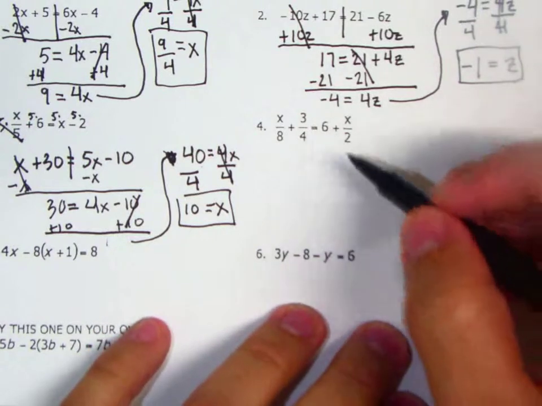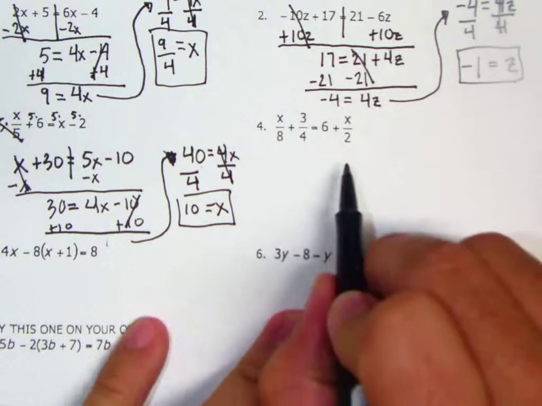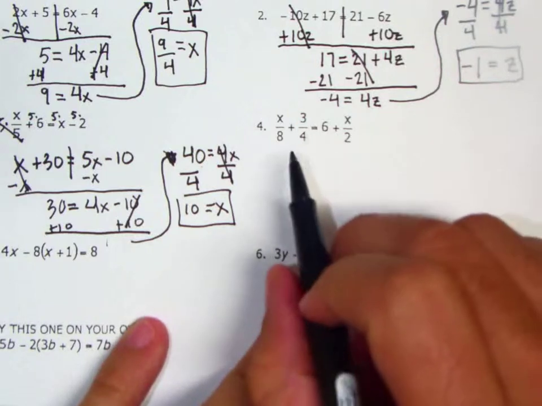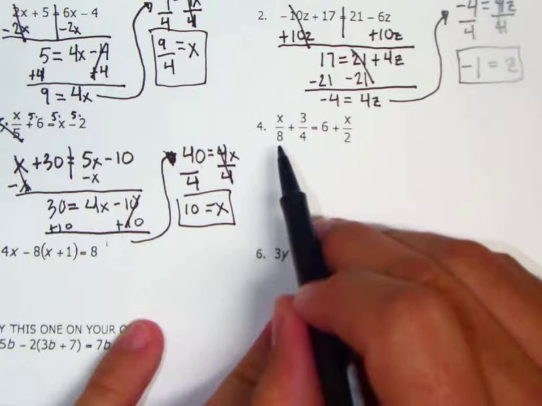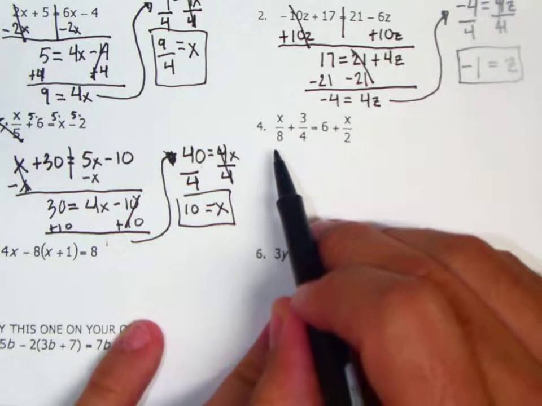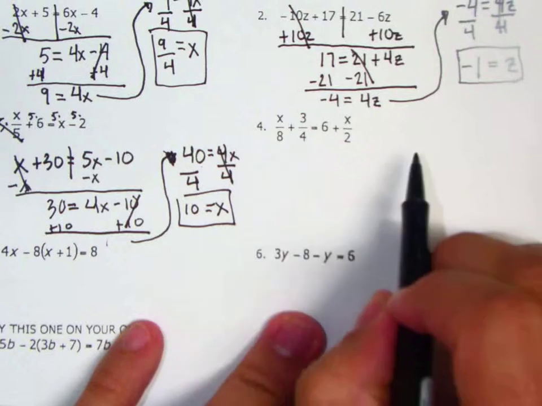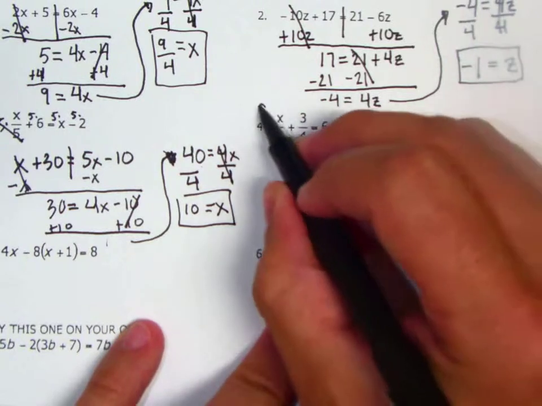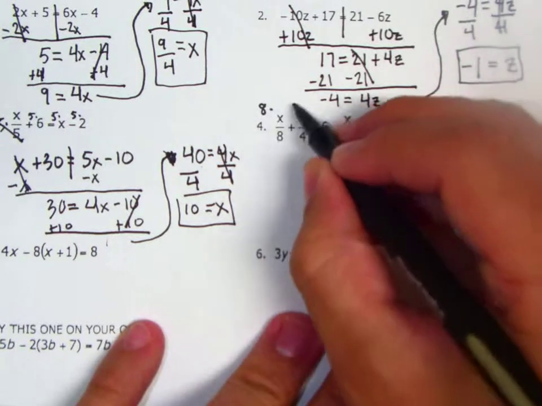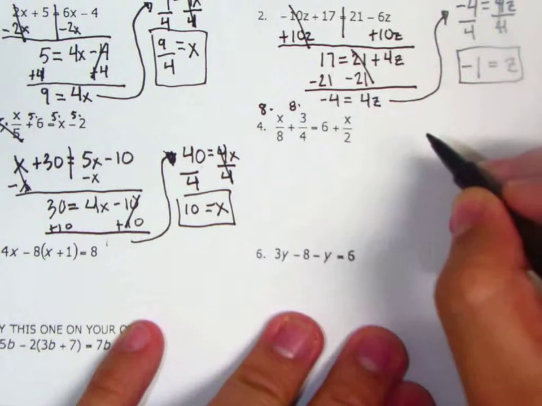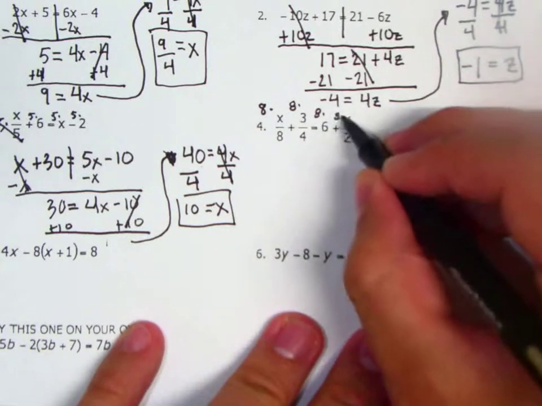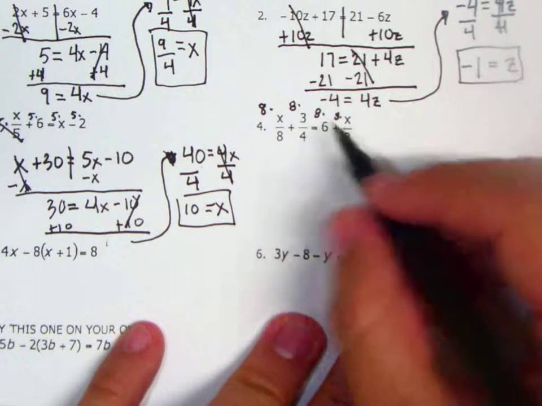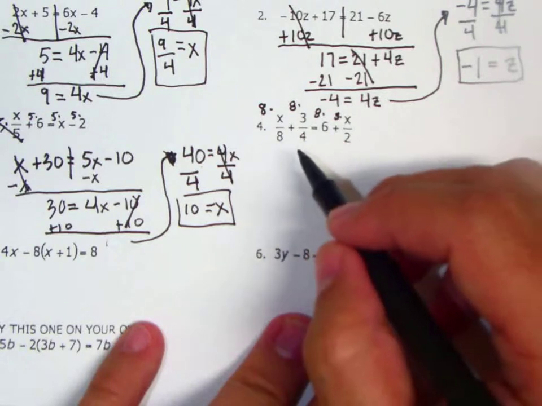How you do that is you find the fraction that has the largest denominator. So looking at all these fractions, it looks like this first one here has the largest denominator, and the denominator is 8. So that's what I'm going to multiply by. I'm going to multiply everything by 8. I'm going to multiply the first term by 8, 3/4 times 8, 6 times 8, and the last term there, x over 2, by 8. So I'm going to multiply all of those by 8.